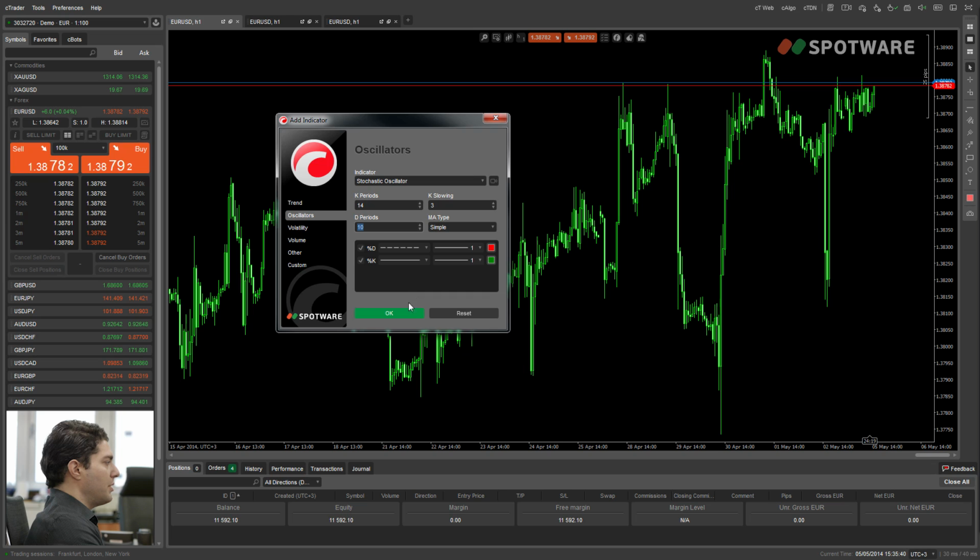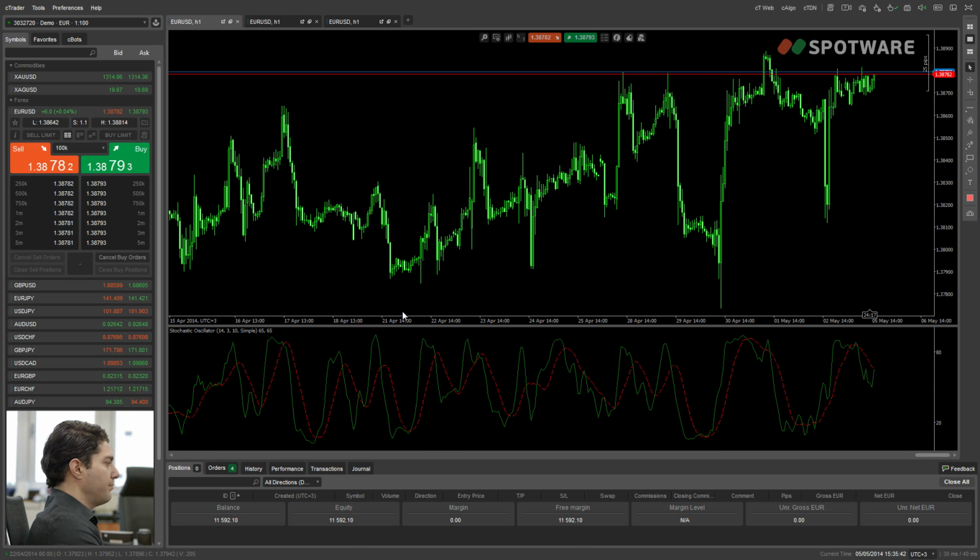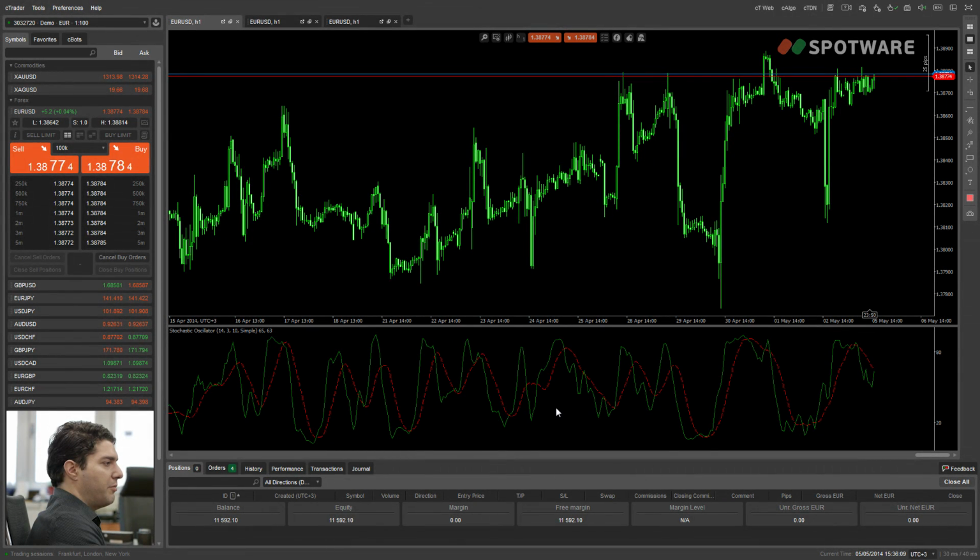So let's plot this indicator. We see that the indicator is oscillating around level 50. Its minimum value is 0 and its maximum value is 100. It's considered to be oversold at level 20 and below, and overbought at level 80 or above. The green line that we see here is a percentage K line, and the red line is a percentage D line.